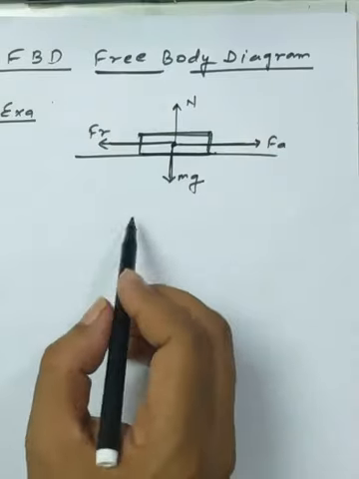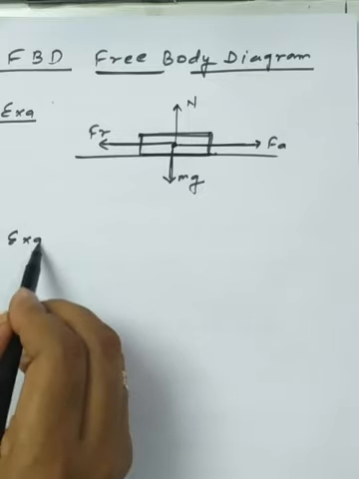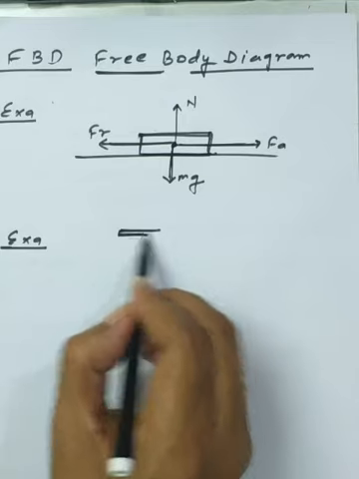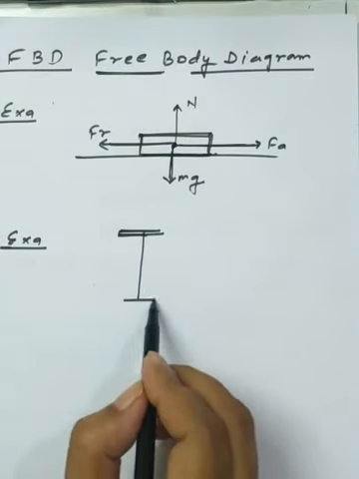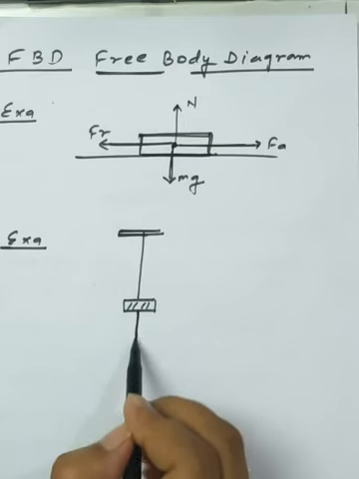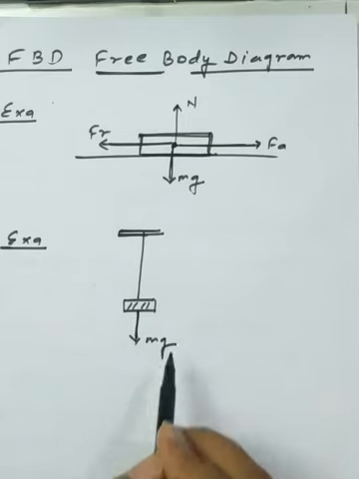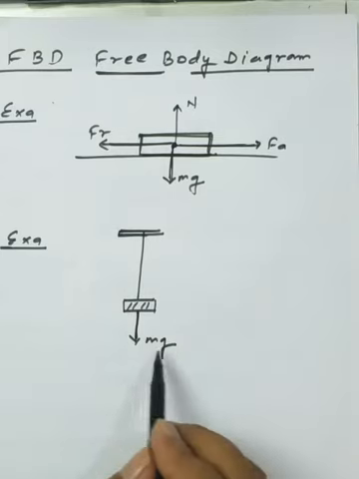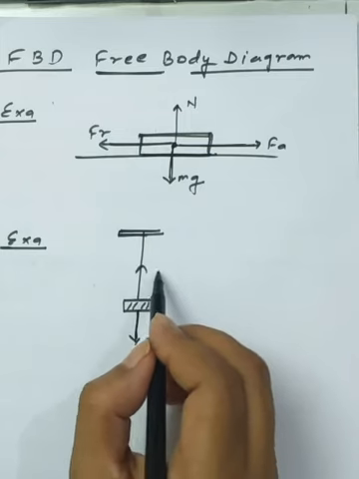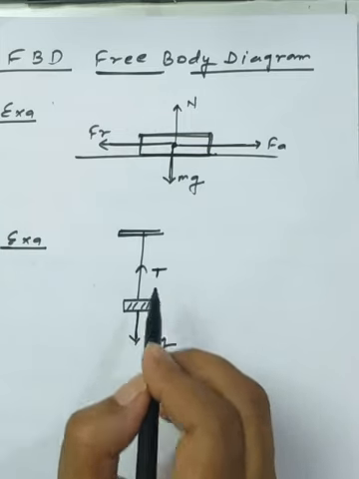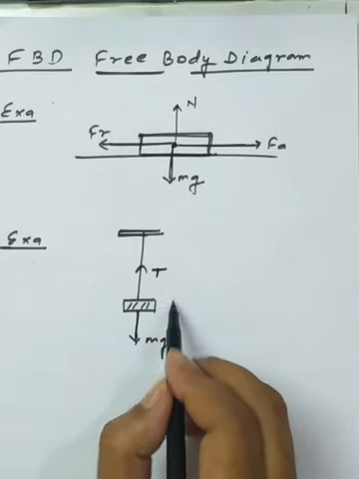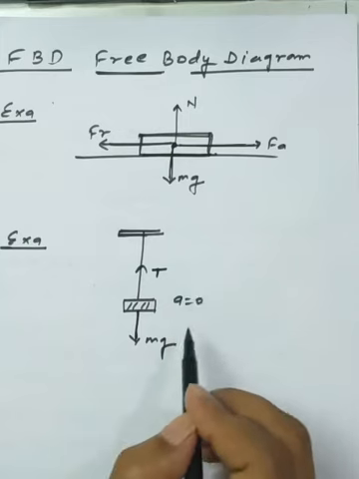Okay, now I am making another example in front of you. I am taking a string, and at the end of the string we have an object which has its mass, and the weight is acting vertically downward. So we write the concept of the weight, and there is a tension inside the string which balances the weight of the object. Okay, so at this time the object is at rest, so we assume the acceleration is zero.